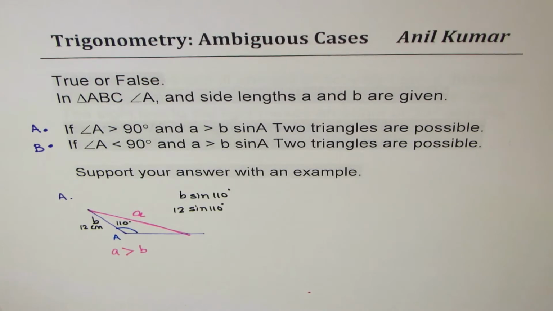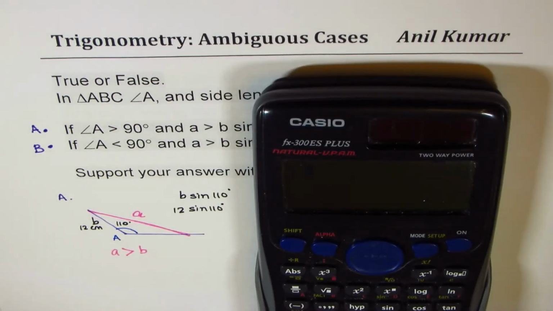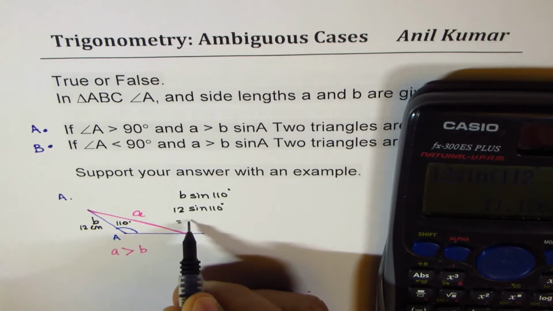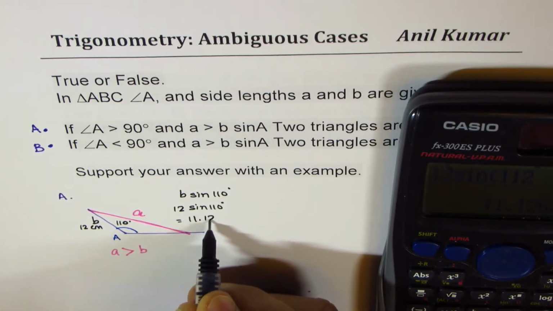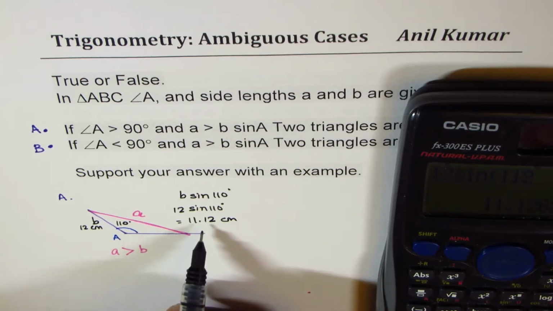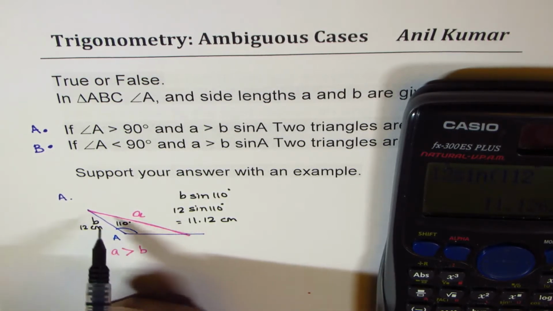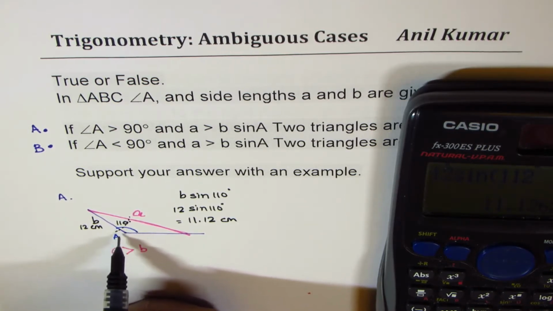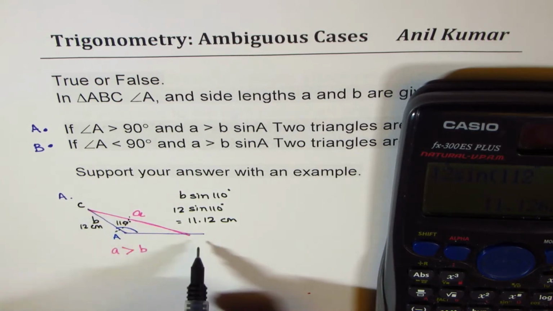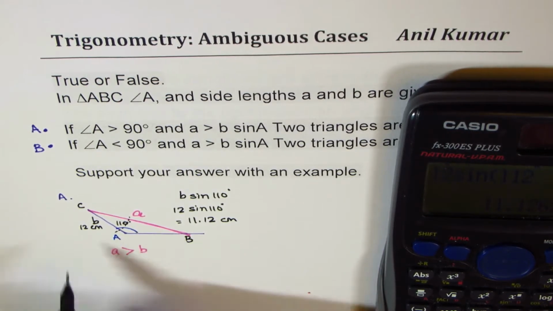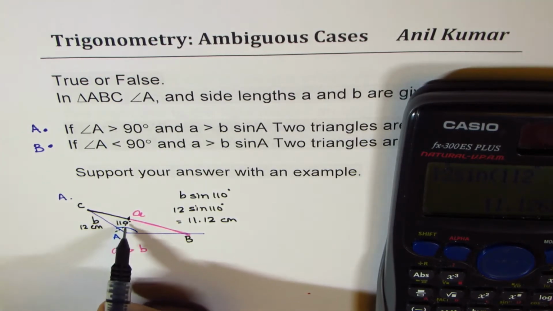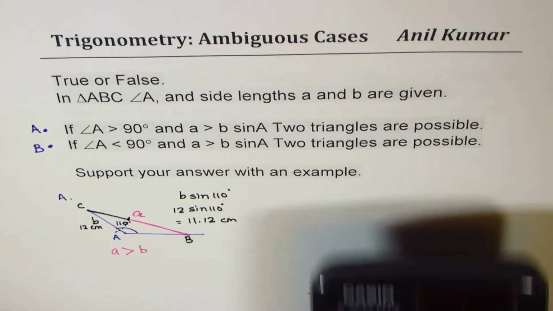Let's figure it out. So 12 sine of 110 degrees is equal to 11.12. So this length is equal to 11.12 centimeters. Now clearly 11.12 is less than 12. So if a is 11.12, then our situation is kind of like this, right? If this point is C, here we have B. So 11.12 will only reach up to this point, and we are unable to form a triangle, correct?